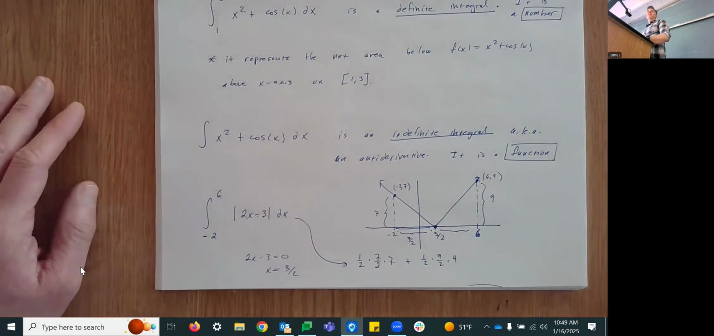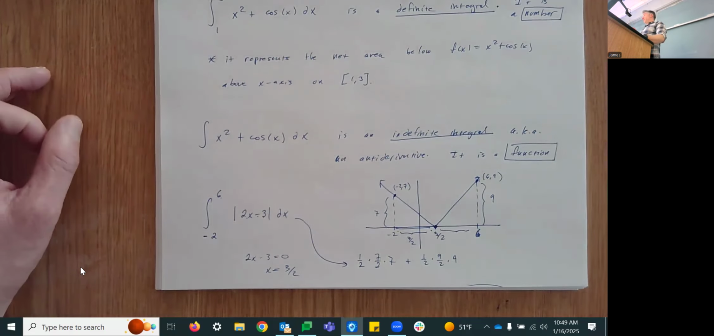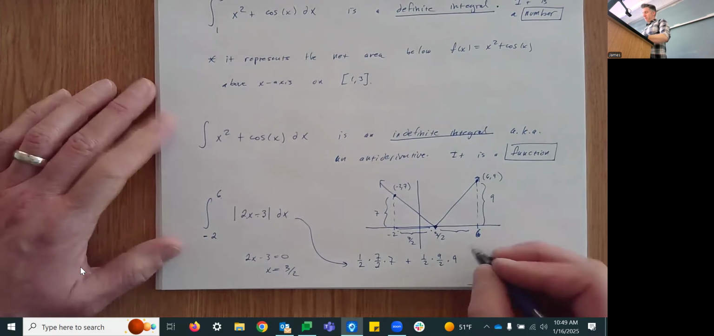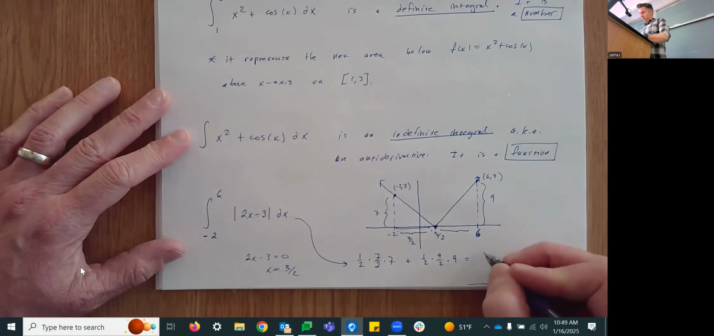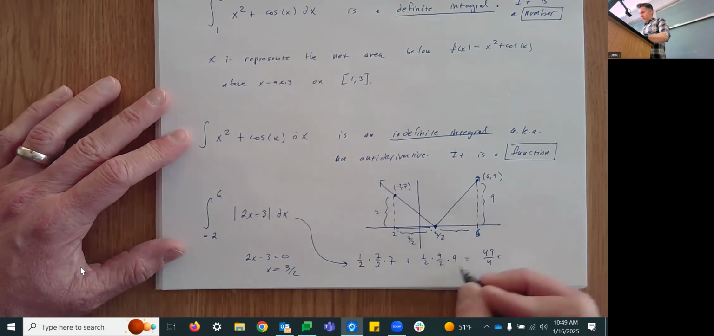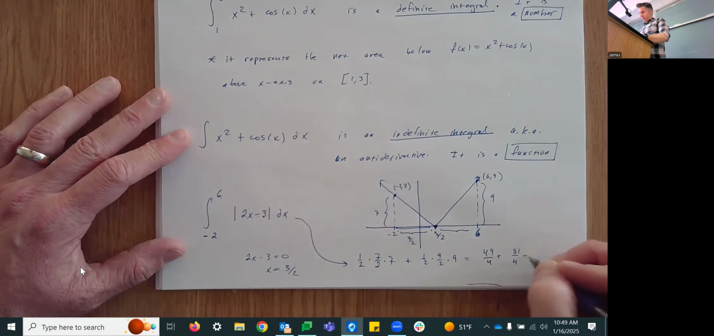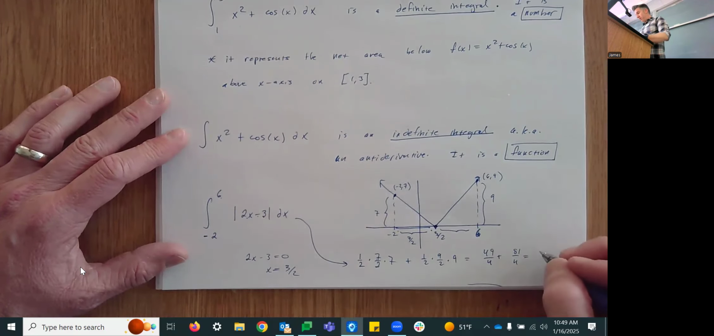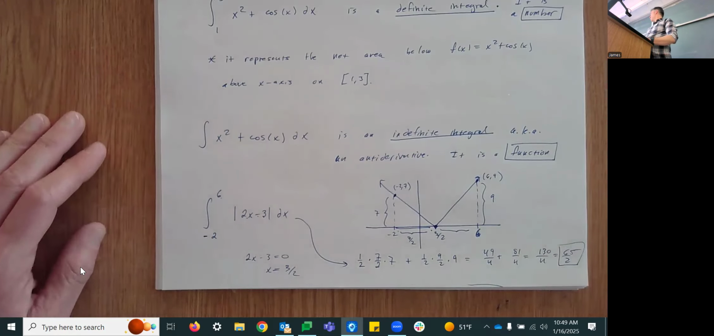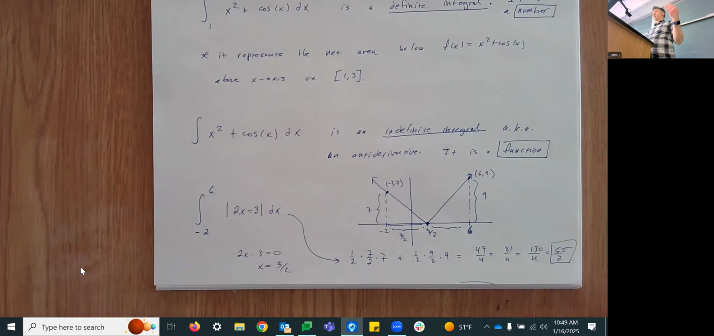And look, we found the area. We found the integral. We found the definite integral. And yeah, we could simplify this. It's going to be 49 over 4 plus 81 over 4, which is 130 over 4, which reduces to 65 over 2. So I'll point out sometimes with definite integrals, it makes a lot more sense to think about the geometry of the shape. Another example that I think we talked about already was if your region looks like a circle.